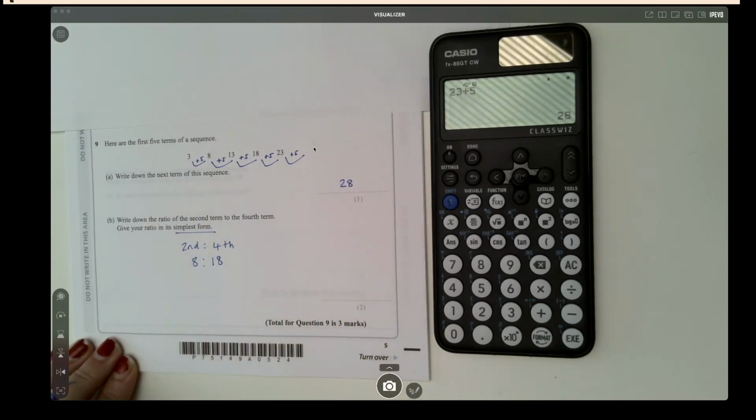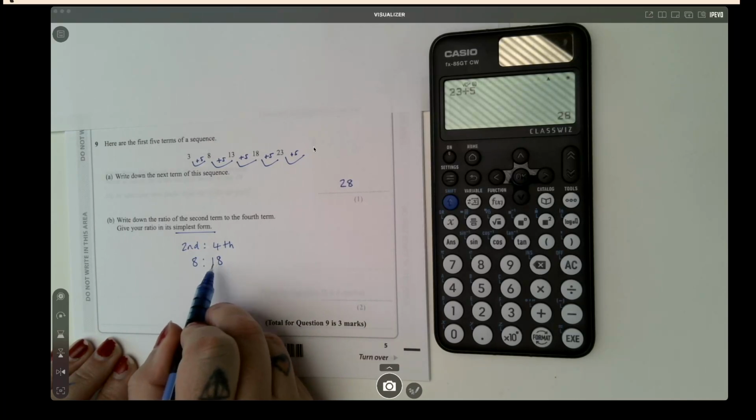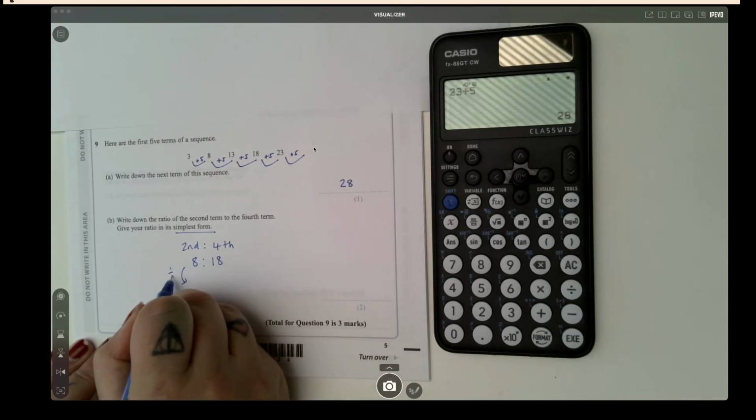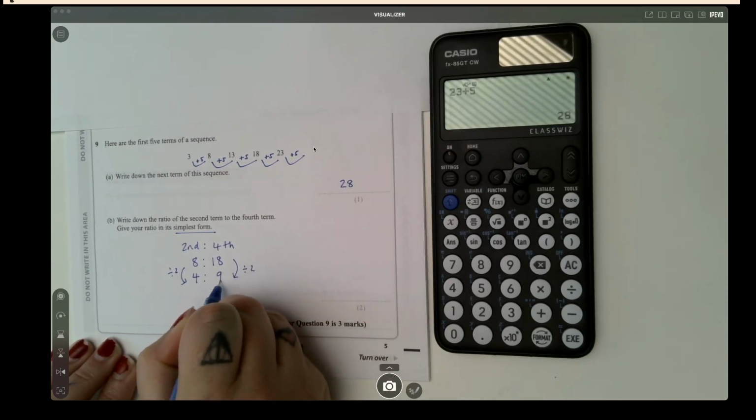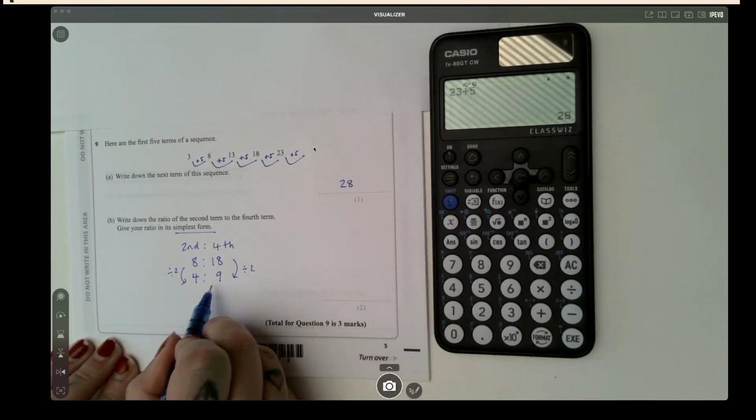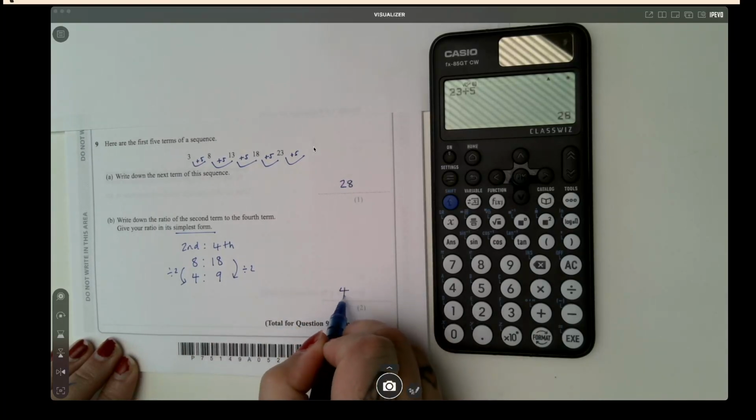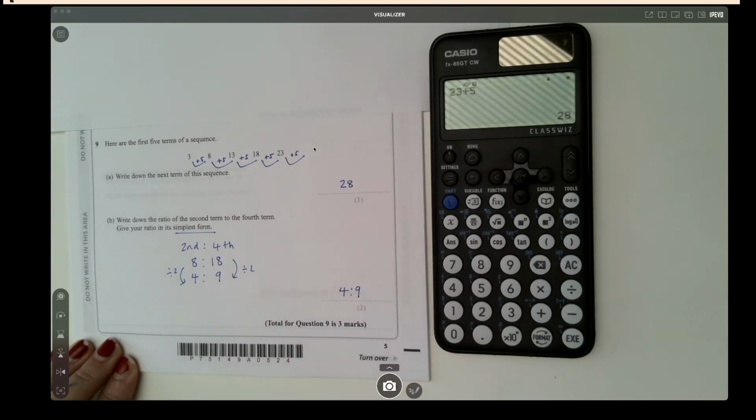And now we need to simplify. 8 and 18 are both in the 2 times tables. So if we divide by 2, we get 4 to 9. 4 and 9 don't have a common factor other than 1, so I'm going to write 4 to 9 on the answer line.